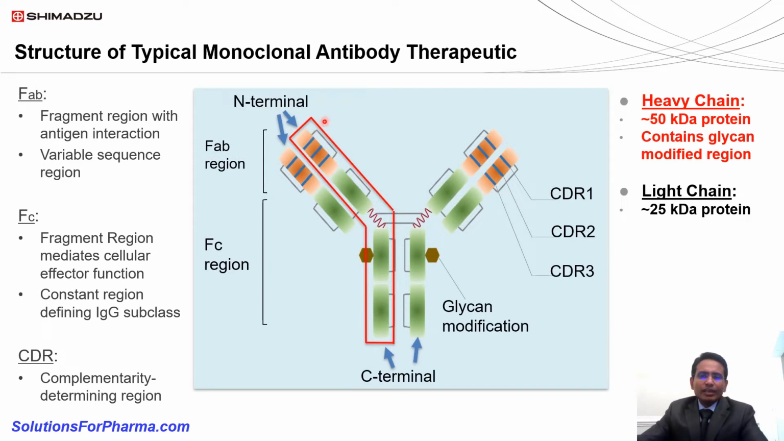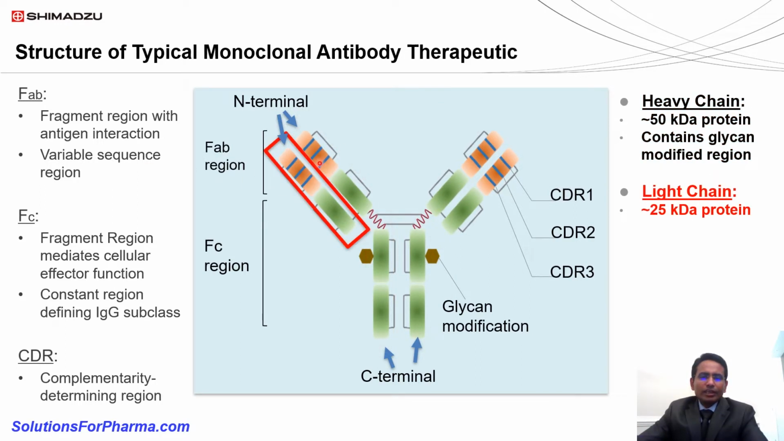The red marked area here is called the heavy chain, and heavy chains are basically 50 kilodalton proteins containing glycan modified regions. The other marked area here is called the light chain. Light chains are basically 25 kilodalton proteins.